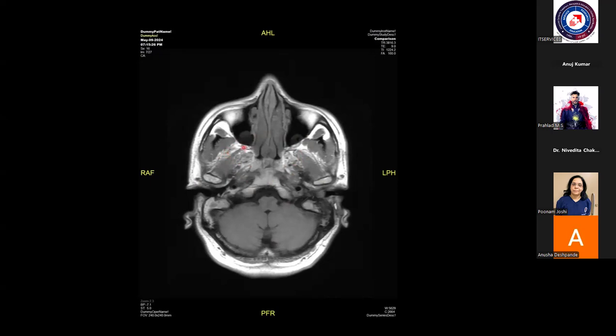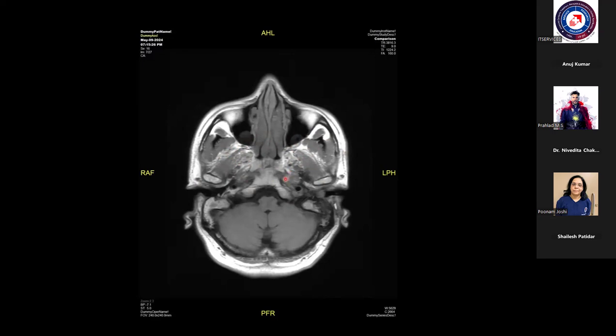You can see this is the pterygopalatine fossa. Of course, this is a normal pterygopalatine fossa. It has fat within. So a slight effacement of this will hint towards some kind of a perineural spread in case of head and neck malignancies.